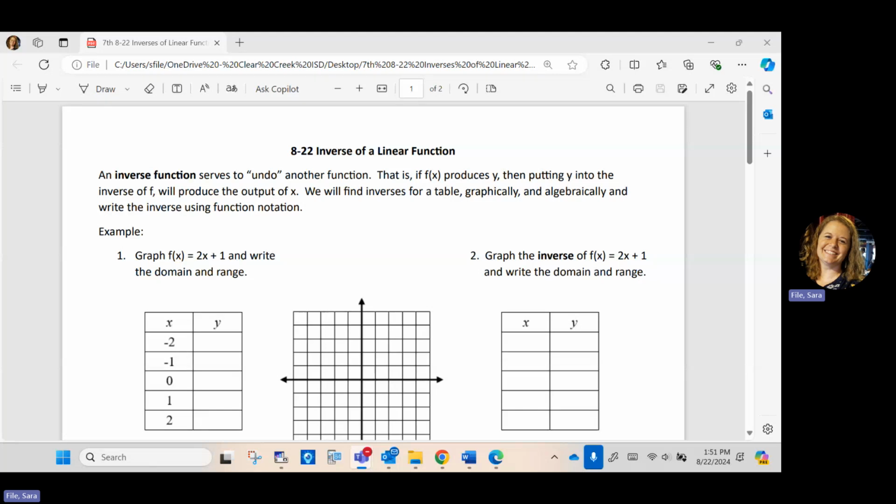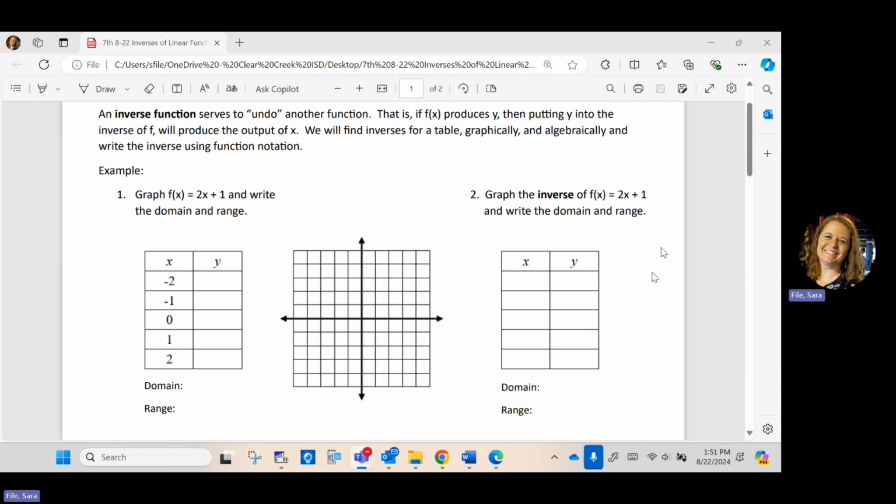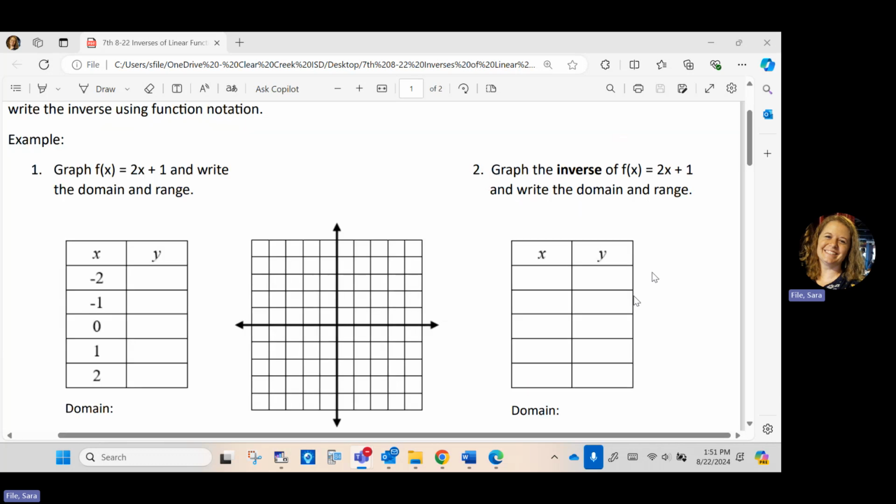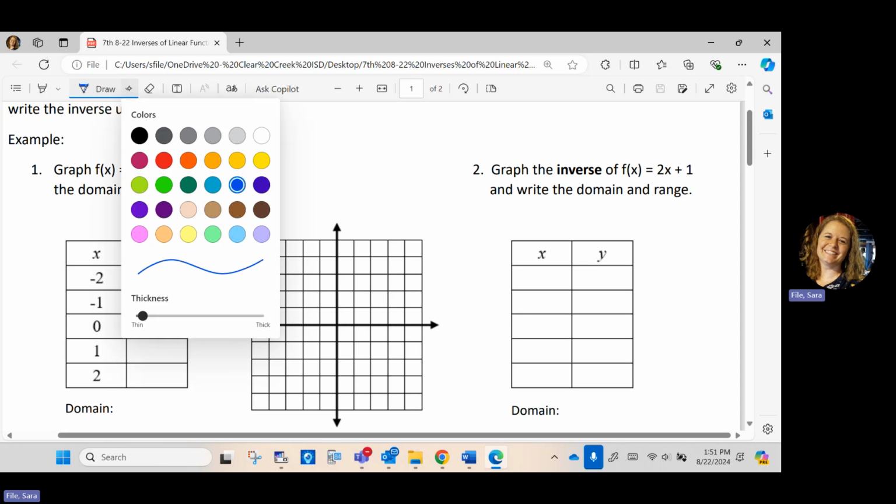Linear function. So we looked at the graph of the parent linear function, just y equals x, yesterday. Can anybody just remind me what that looked like, what the y-intercept was or what the slope was? Anybody remember? It went through the origin and had a slope of 1.